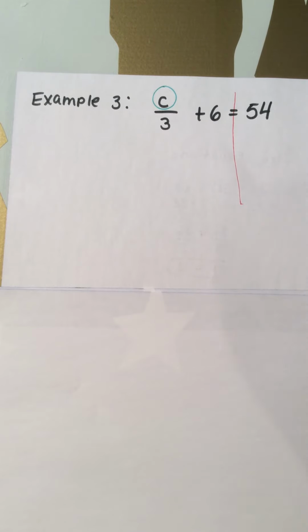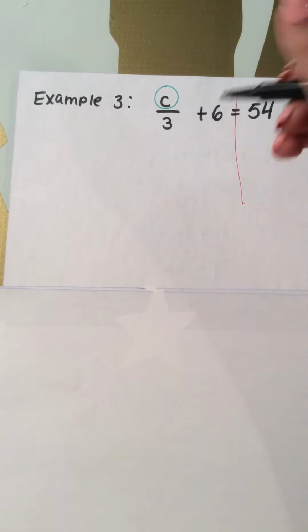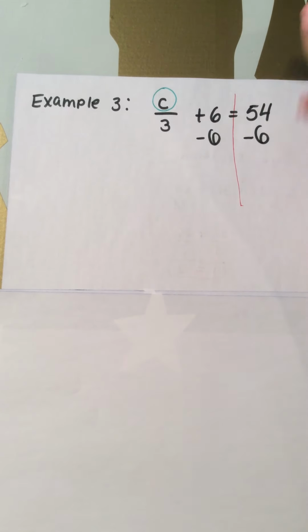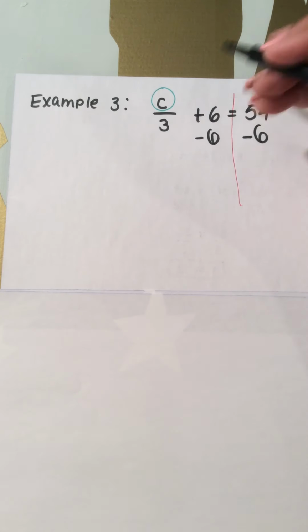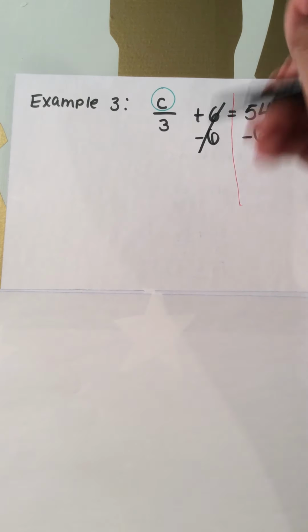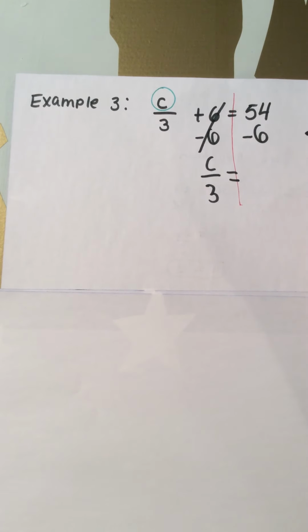But if I look here at this plus 6, he's got to go. So this addition, to undo addition, you're going to subtract by 6 on both sides. Whatever you do to one side, you have to do to the other. So right here, they go bye-bye. They cancel out. So I'm left with C/3 equals, well, 54 minus 6 is 48.